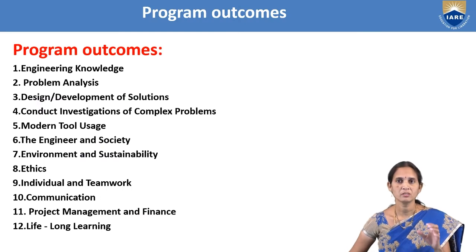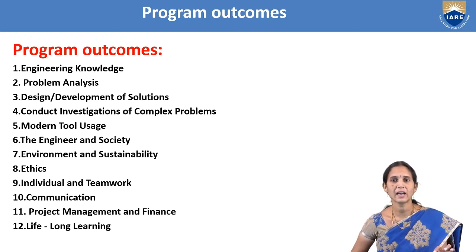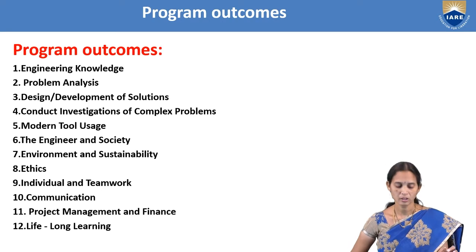So program outcomes, we can tell briefly here. First one engineering knowledge, second one problem analysis, third one design or development of solutions, fourth one conduct investigations of complex problems, fifth one modern tool usage, sixth one engineer and society, seventh one environment and sustainability, eighth one ethics, ninth one individual and teamwork, 10th one communication, 11th one project management and finance, 12th one lifelong learning. So these are the 12 program outcomes.